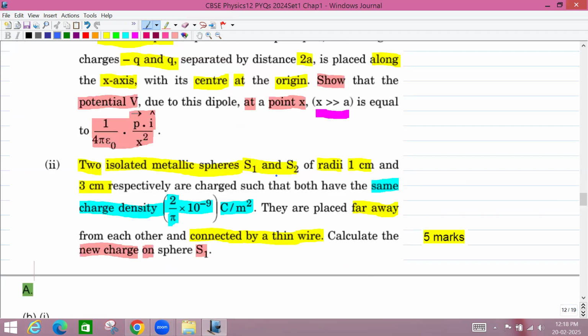Second part of the question: two metallic spheres S1 and S2 of radius 1 centimeter and 3 centimeter are charged so that they have the same charge density. They are placed apart; this is the initial condition. After that, they are connected by a thin wire. Once they are connected with a thin wire, there will be some charge redistribution. So to find the final charge on the sphere S1, this was a standard question.